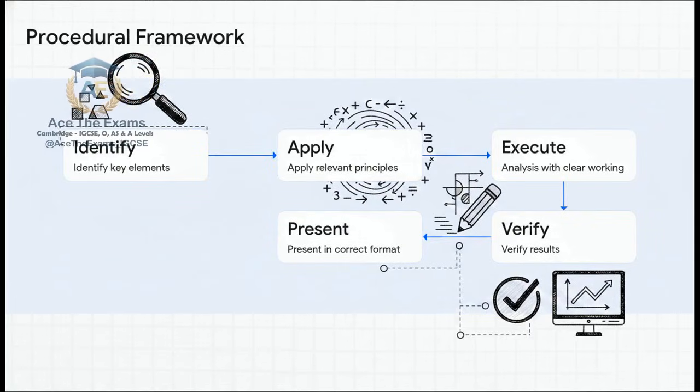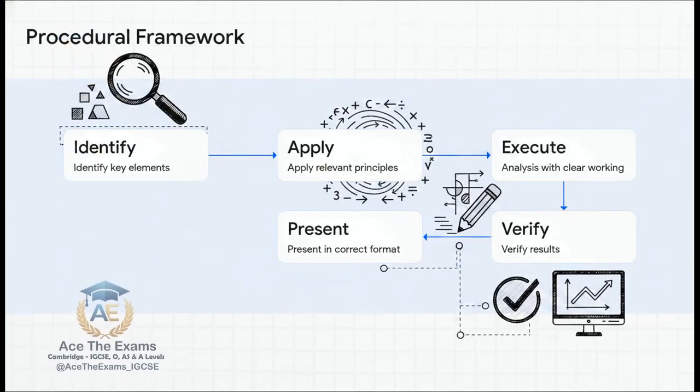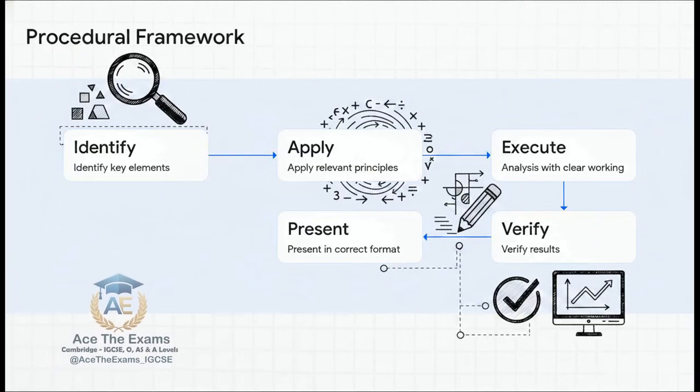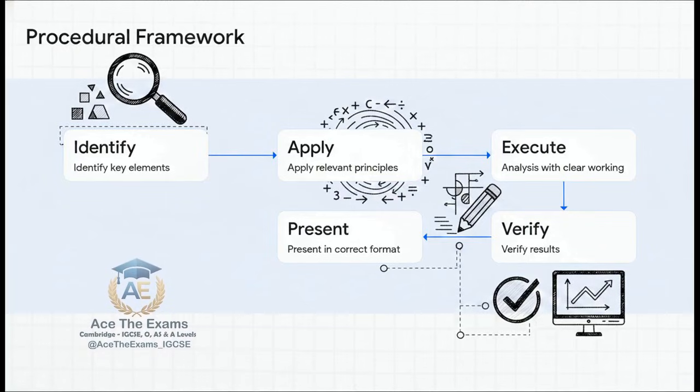Step 1, identify key elements. Alex uses a clean mental highlighter to extract the exact parameters from the text. Step 2, apply relevant principles. Sam chooses the correct transformation based on the visual cue. Step 3, execute analysis with clear working. This is where they debate the structural framing of their argument. Alex maps out the textbook definition step by step, but Sam challenges the framework, ensuring they include a clear, logical, evaluative link back to the prompt.